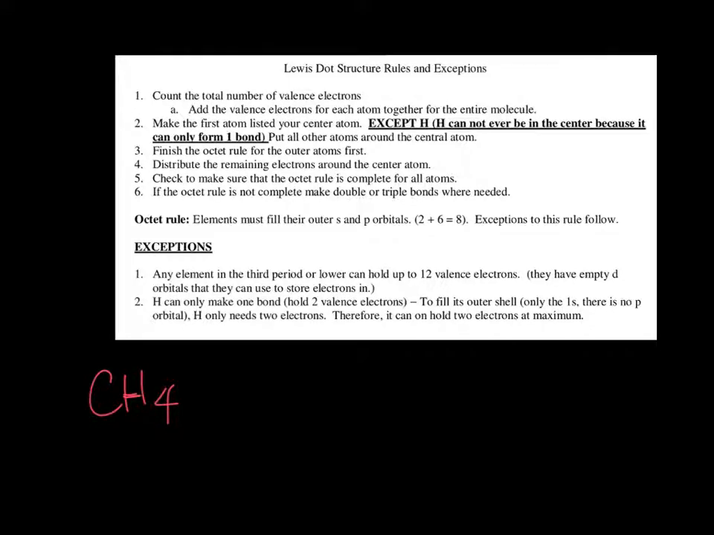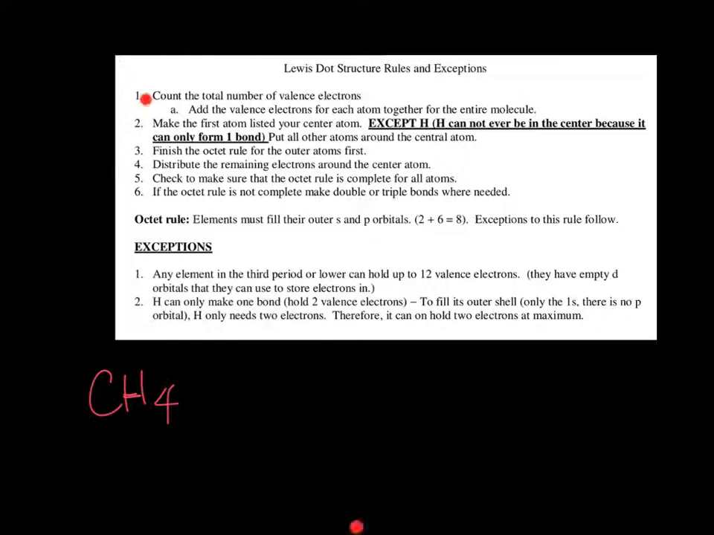Alright, so on every page I've got the Lewis dot structure rules and exceptions typed out. If you don't have them written down in your notes or somewhere yet where you can follow along with them, I would pause the video now and have them written down somewhere. Make sure you understand what each rule is. So we're going to go through those real quick.